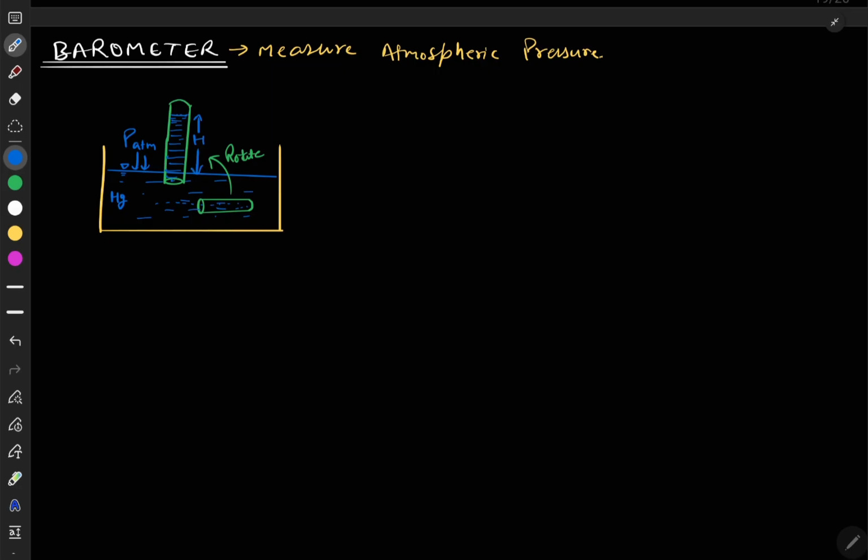Since this fluid is static, we can say that the pressure at this point and this point will remain the same. Let's say this is point A, this is point B, and here is point C. So the pressure at A will be equal to the pressure at B and will be equal to P atmosphere, because in case of static fluid, pressure at the same level remains constant.